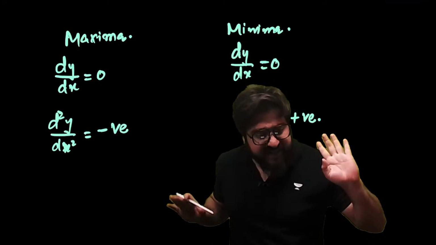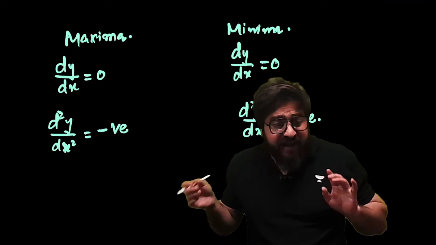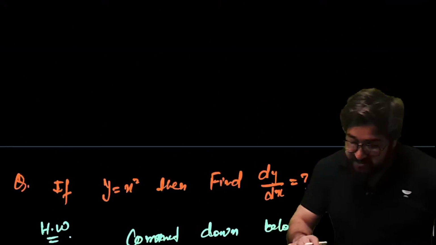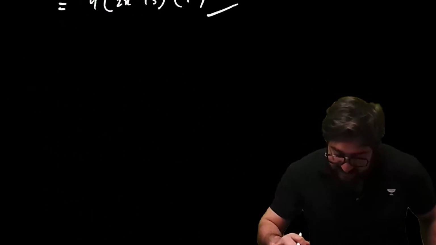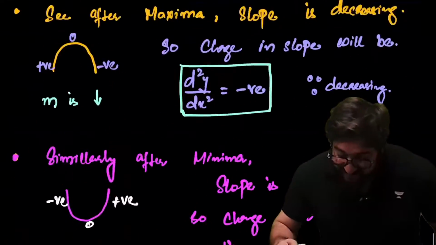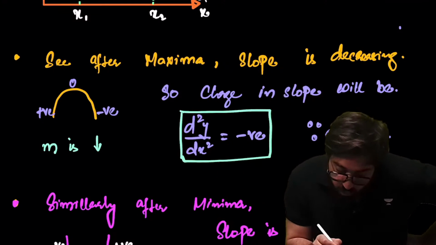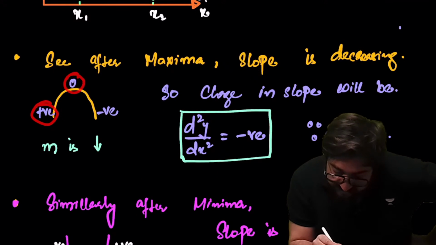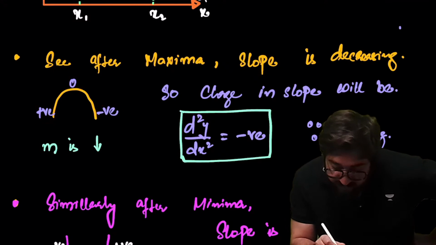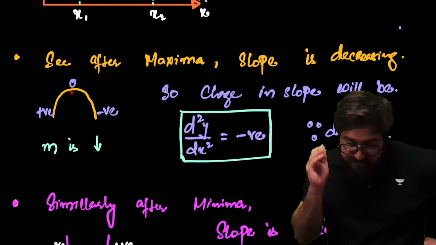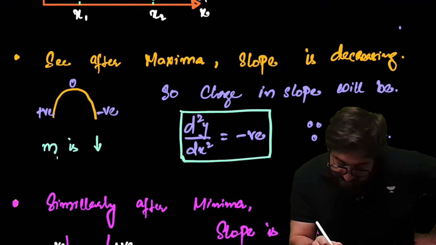If slope decreases, yes, that is what I'm trying to say. If slope decreases, then it is maxima. In case of slope, this is the reason I was explaining to you. Slope is first positive, then it is 0, and then it is negative. If slope is decreasing, then we say it is maxima.